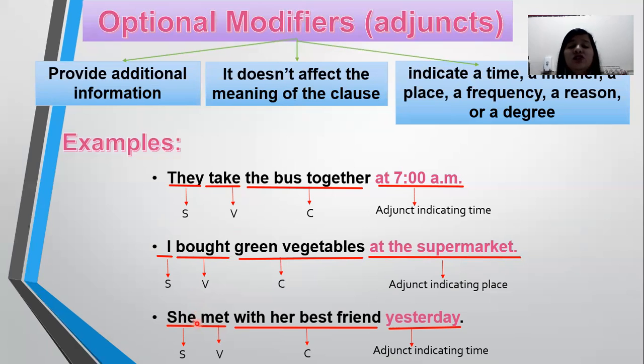The next example, she met with her best friend yesterday. The adjunct of this sentence is yesterday. As you can see here, she is the subject, the head word, met is the verb, with her best friend is the complement, and yesterday is the adjunct because it's extra information which indicates the time. If we remove yesterday, it doesn't affect the meaning of the sentence.